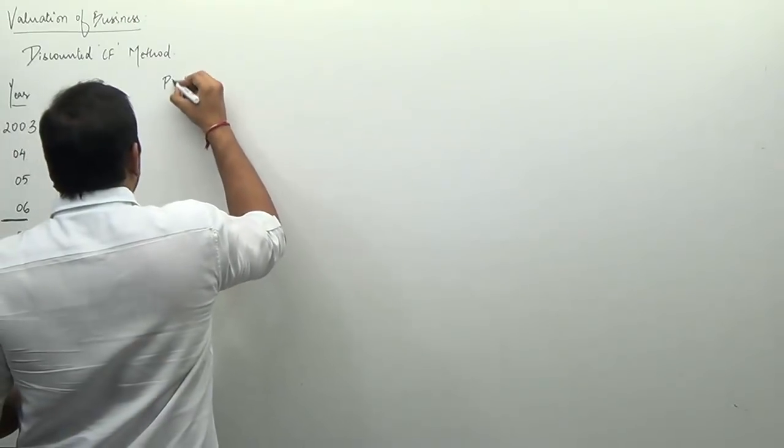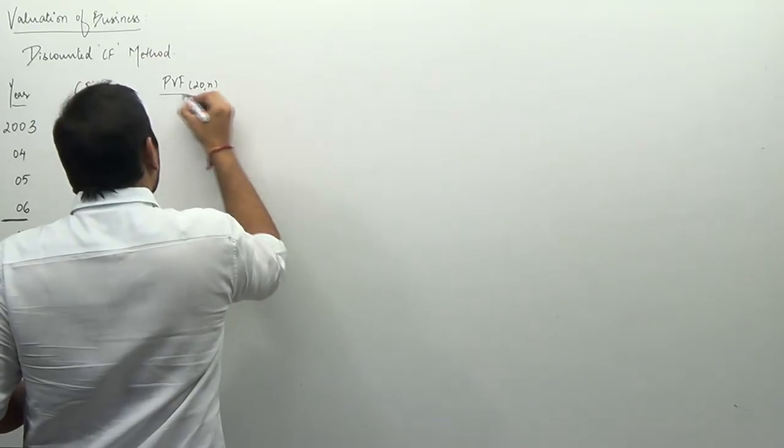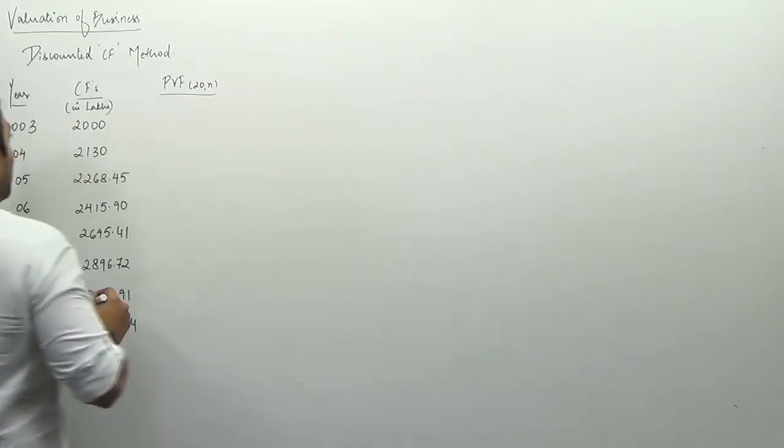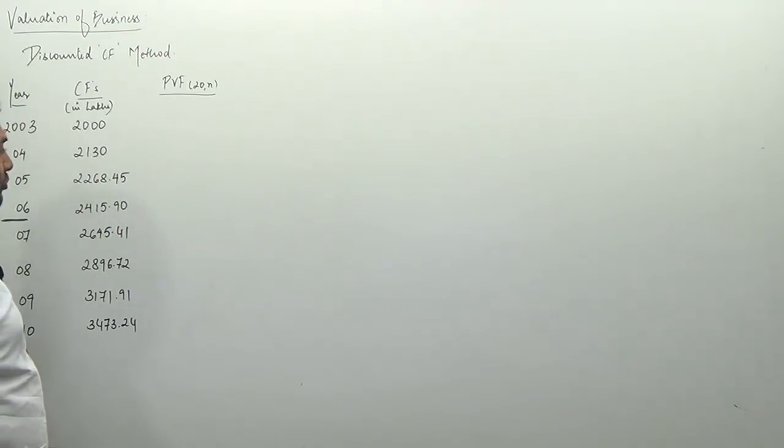Discount factors, take 20% as the discount rate. So present value factors, 20, n. Start with the first year, come on. 1 divided by 1.2.